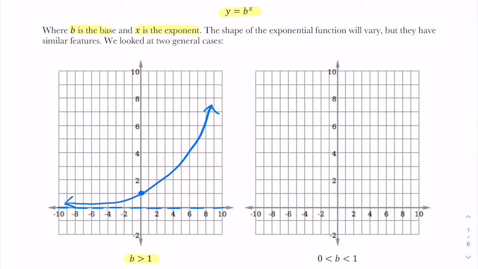The second type is one that has a base between 0 and 1, but not including 0 and 1. This function also has a y-intercept of 1, a horizontal asymptote of y equals 0, but it's the opposite of the first case. It's almost like a horizontal reflection. It'll look something like this. And this is what we explored in Lesson 3.